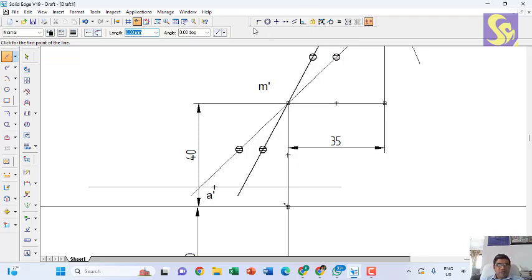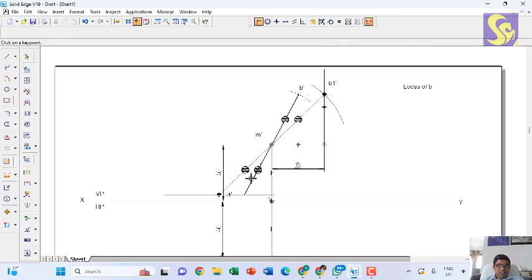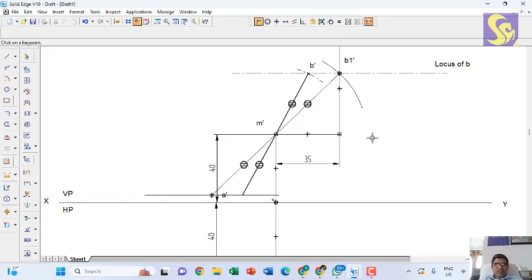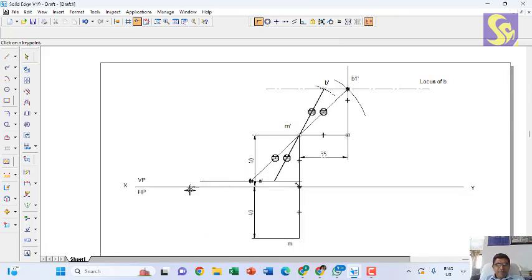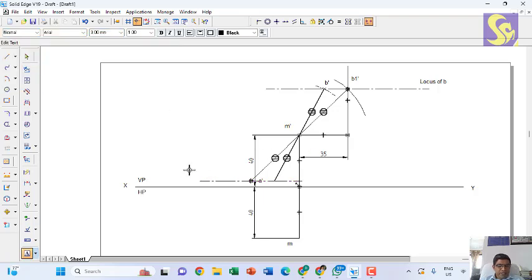I can connect them any one of the points, so that you can see that they'll be on the same line. So this completes the front view of the given problem. This line type I can make it as center line, or the cutting plane line, which is nothing but the locus of A in the top view.